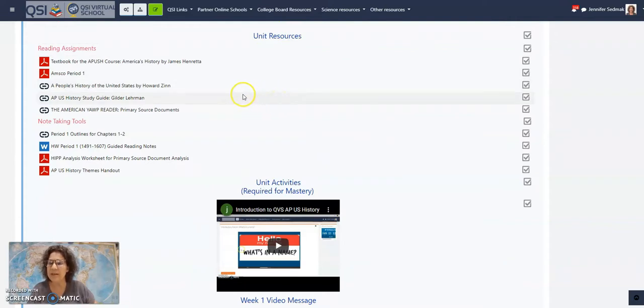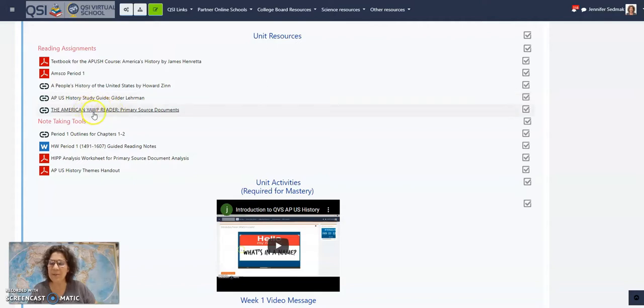These are very important. Here's that large textbook file, once again, that I encourage you to download. If the textbook is too weighty for you, here's an easier textbook that you could read. It's called an AMSCO book, and here is the PDF for period 1. From time to time, we'll be reading Howard Zinn. This is an alternate text, and also Gilder Lehrman, they have an entire study guide that you could refer to for Unit 1 as well.